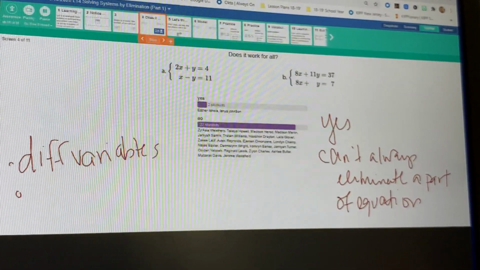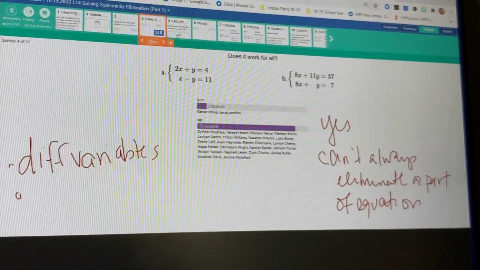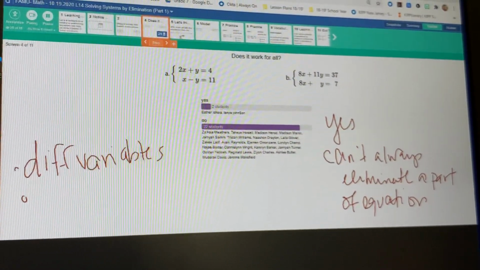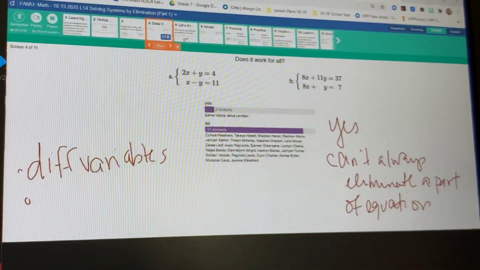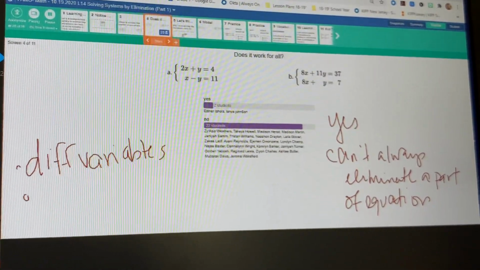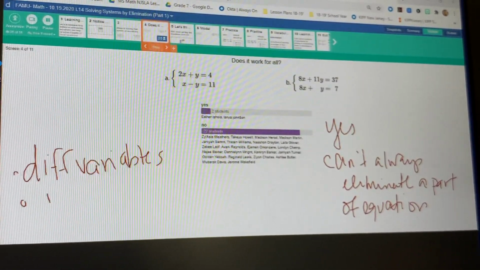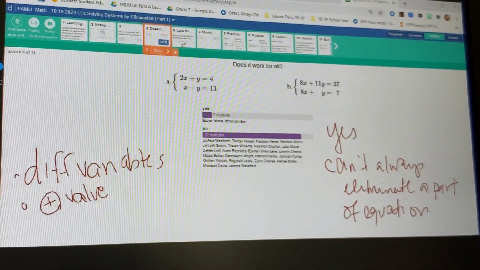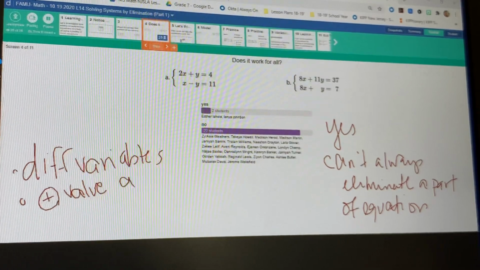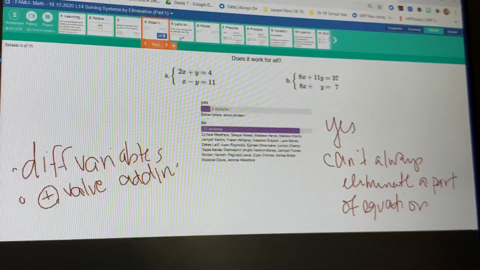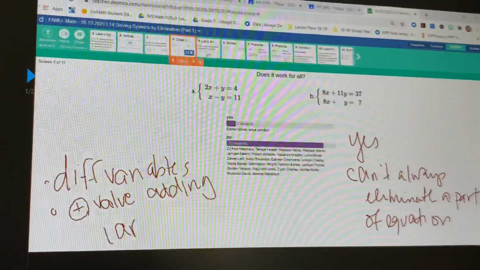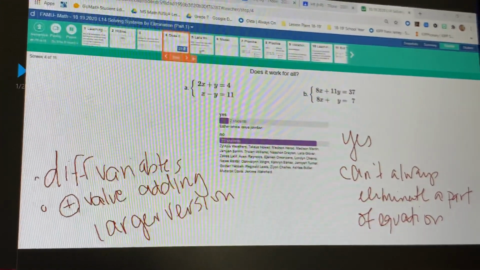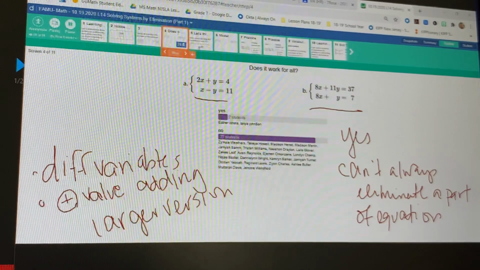I think it's no, because for equations with both of the variables, there's a positive number after it and then before it. When you're adding them, you're just going to get a larger version, so it's not really going to help. Oh, so you're saying it's going to be a larger version. Okay, so if I'm thinking about A and B, which one would Diego's method work for?